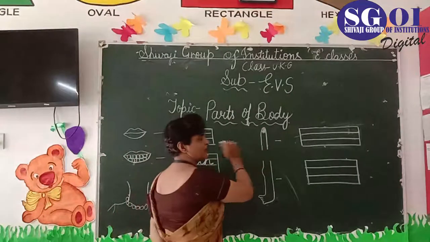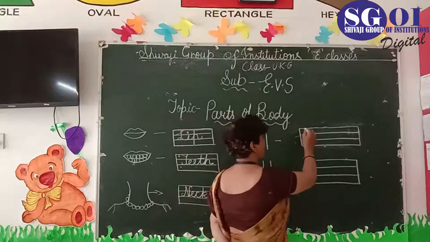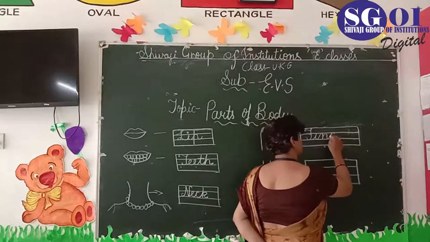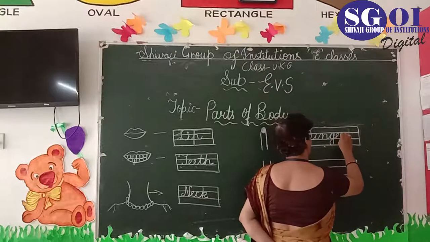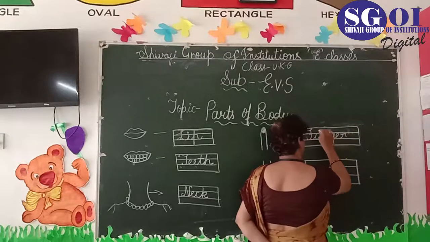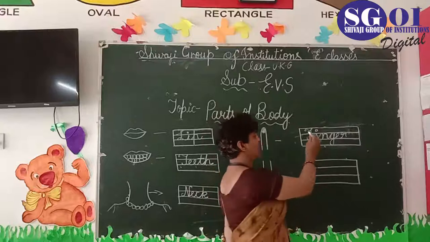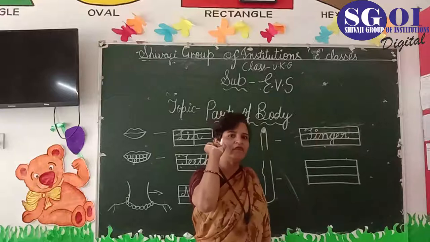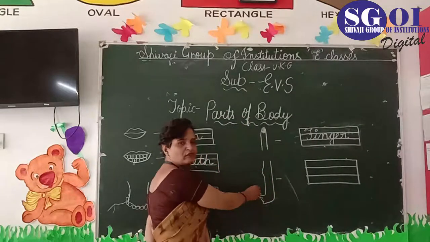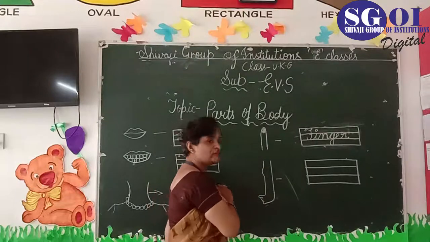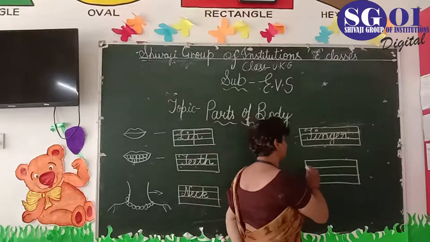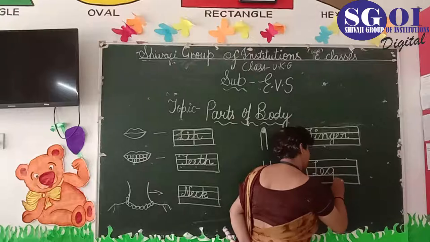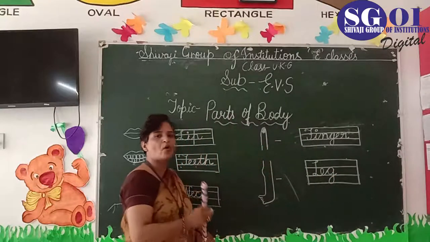Now the next picture is of finger. F-I-N-G-E-R, finger. We hold things with the help of fingers, na? Okay. The next picture is of leg. We walk with the legs now. Okay, so we write here leg. L-E-G, leg. Okay. Now, I hope you all understood this.